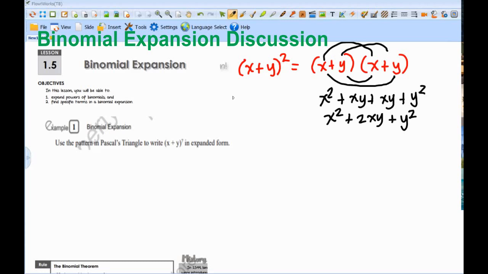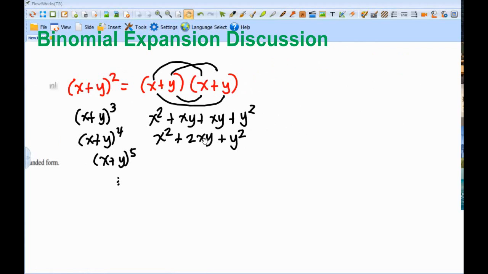What about when we have (x plus y) cubed? We will multiply this again by x plus y. What about (x plus y) to the 4th, to the 5th, and so on until (x plus y) to the 9th, to the nth power? In this lesson, we are going to use Pascal's triangle to find the pattern on how to expand a binomial.